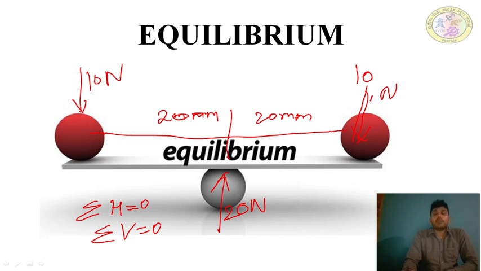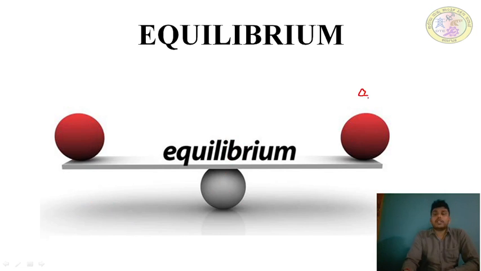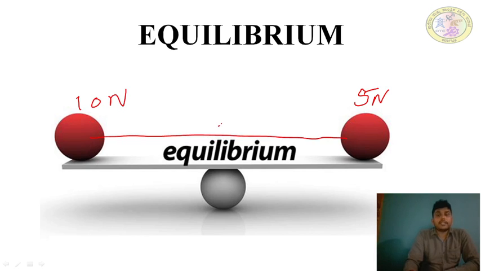If we assume that one force is lower, let us suppose this one is 5 Newton and this weight is 10 Newton, then there is a possibility the distance between the two is 50 mm and 50 mm.